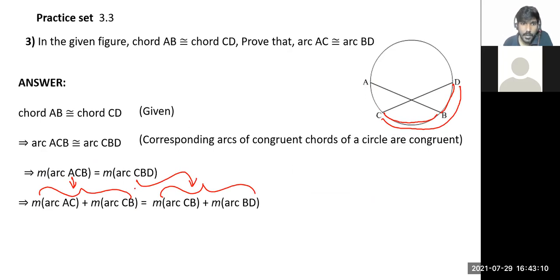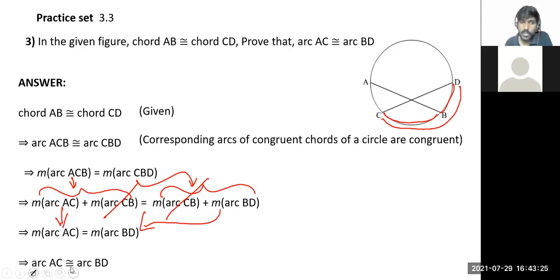Now here, arc CB cancelled. So you'll be left with measure arc AC equal to measure arc BD. Since the measures are equal, the two arcs are congruent to each other. Arc AC is congruent to arc BD, and this is what we had to prove. Have you understood this? Yes. Okay, write it down now.